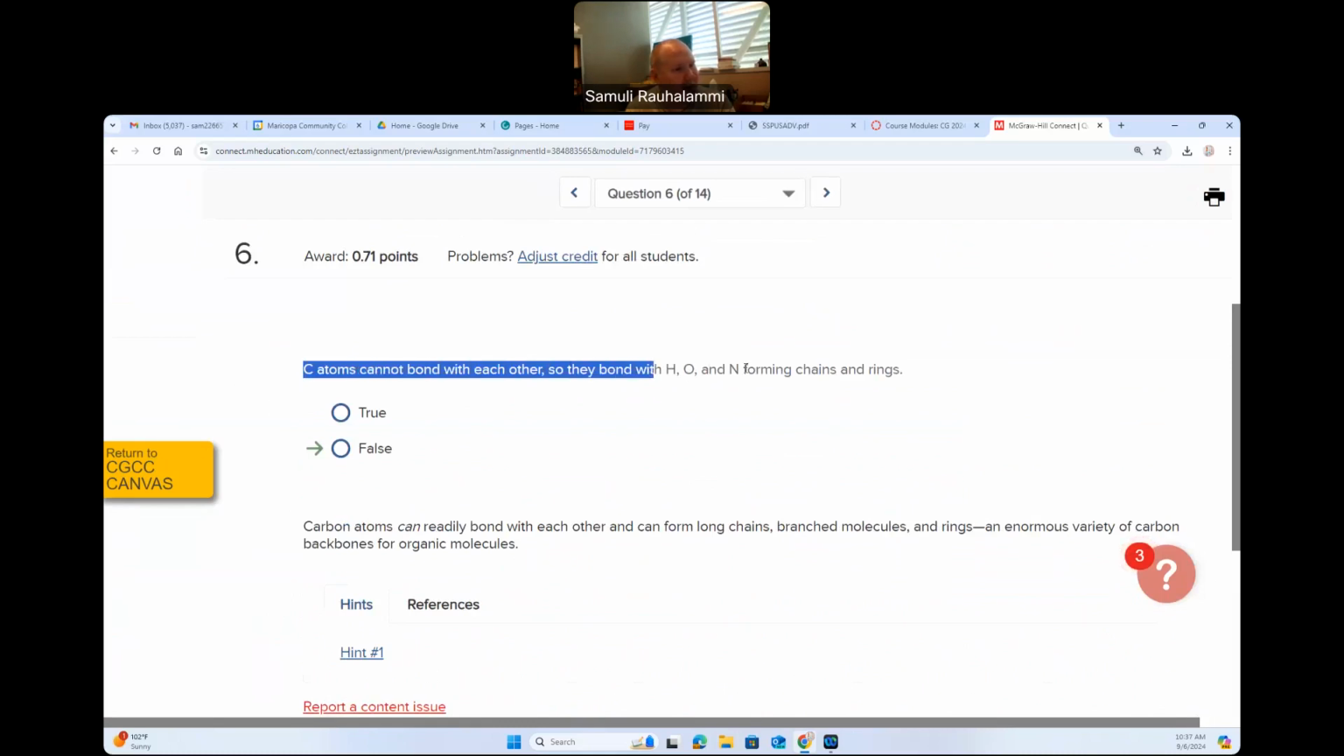So the next thing that we have here is a true-false statement, and we are being told a statement that's not correct. In fact, carbon atoms can very readily bond with each other and can form really long chains and branched molecules and rings. So there's really a lot of carbon backbone arrangements that can take place in organic chemistry. So this statement would not make sense.